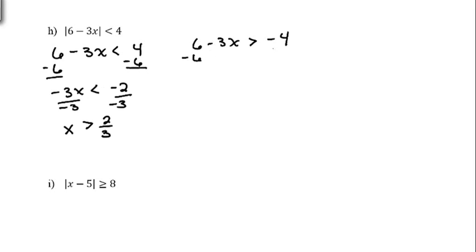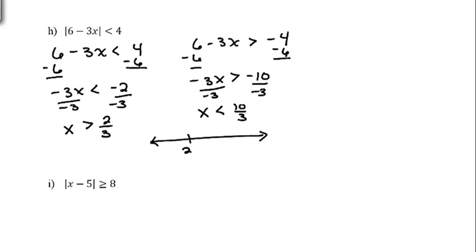Here we're going to subtract 6 from both sides. We get negative 3x is greater than negative 10, and then divide by negative 3. We get x, and we have to reverse the direction of this inequality to less than, and that's positive 10/3.